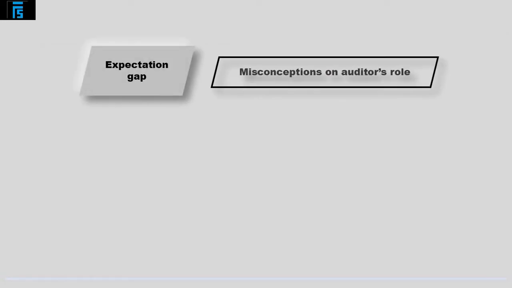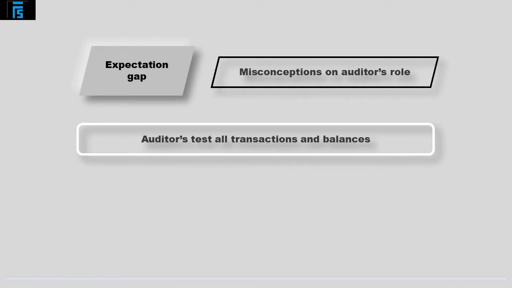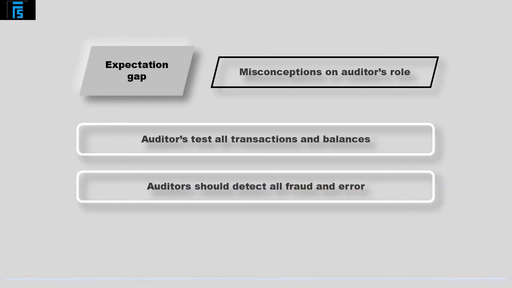There is a misconception of the role of an external auditor. Many users of the financial statements believe the auditors test all transactions and balances. In fact, they test transactions on a sample basis. They believe that auditors should detect all fraud and error, when in fact it is the auditor's responsibility to report on whether the financial statements are free from material misstatements, whether caused by fraud or error.